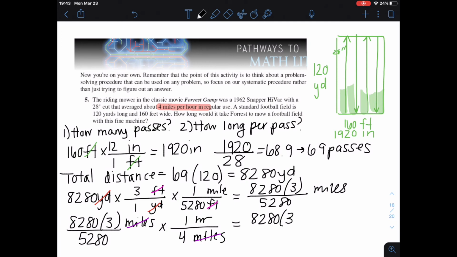So it's going to take 8,280 times 3 divided by 5,280 times 4. If you plug this into your calculator, you're going to see it's going to be about 1.18 hours. This one's very difficult to check, but you can think intuitively: an hour to mow a football field does seem reasonable. So this seems okay.